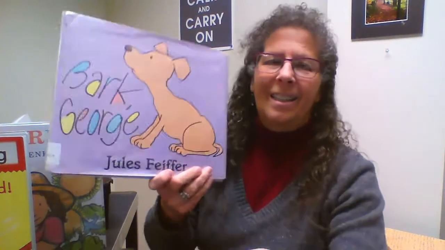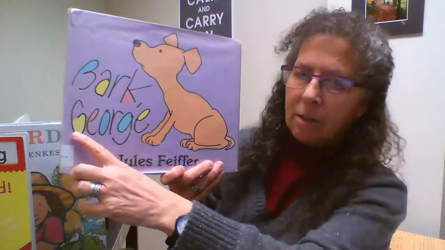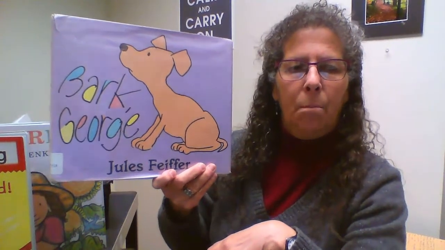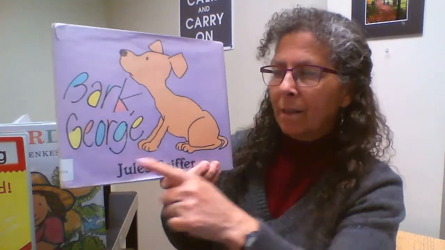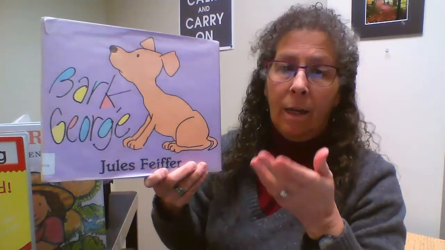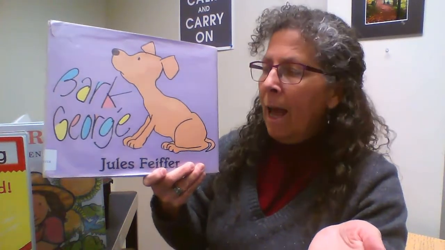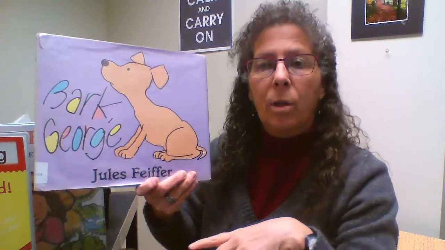And this one is a little tricky in that it does technically have a letter G in the title, Bark George, but here is where the G is making the J sound. So that's a great dialogue to have when we talk about letters of the alphabet with children, and when we find a letter that makes more than one sound.